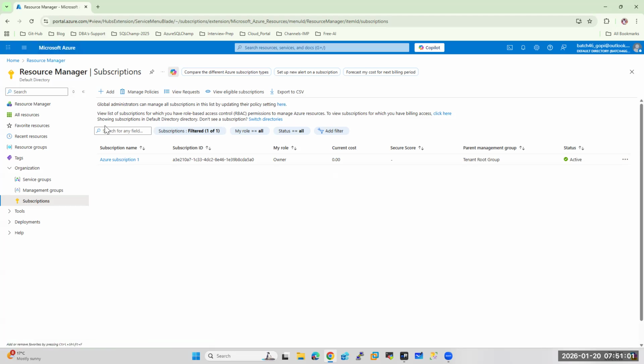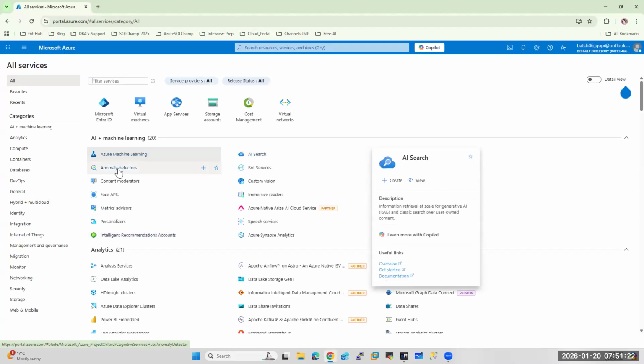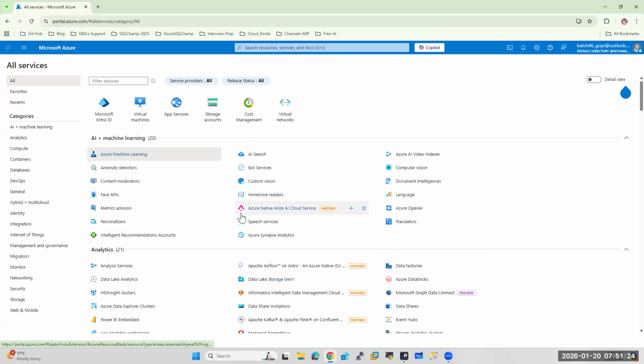That is what you need to double check. Then you will ask, what is a subscription, Subbu? See, a subscription is like a container. You can do many things under this subscription. Basically, what are the many things, Subbu? Whatever services Microsoft is offering, you can deploy all these services.